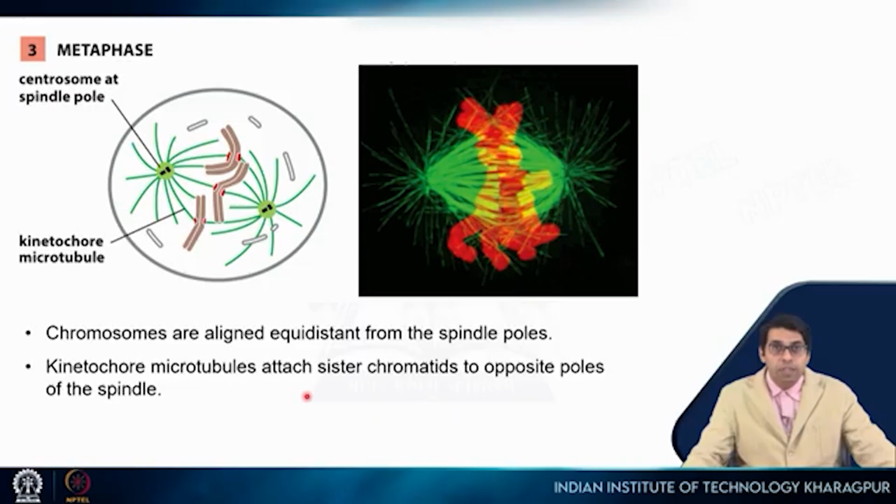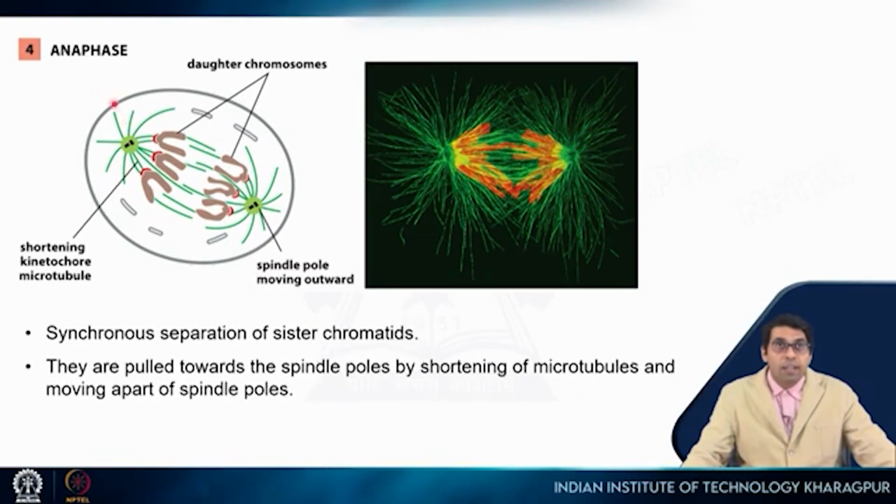Kinetochore microtubules attach these sister chromatids to the opposite poles of the spindle. So this sister chromatid is attached to this and this sister chromatid is attached to this, right. So they will grow and shrink. So this push and pull will happen and that will ensure that all the sister chromatids are at the center of the cell.